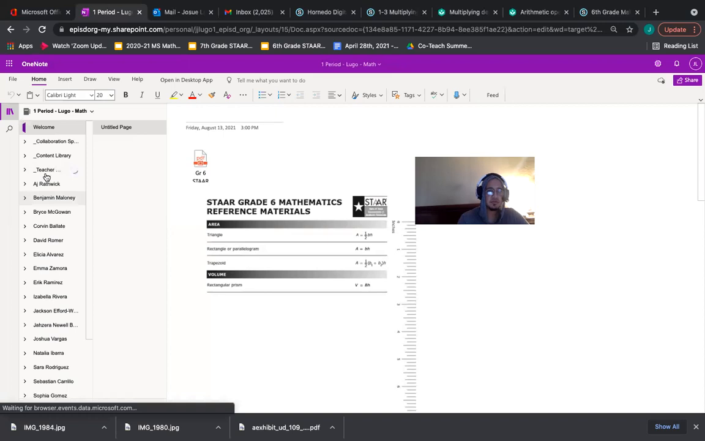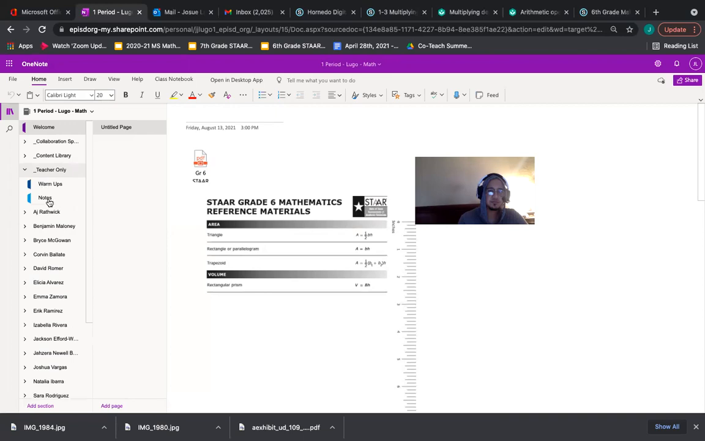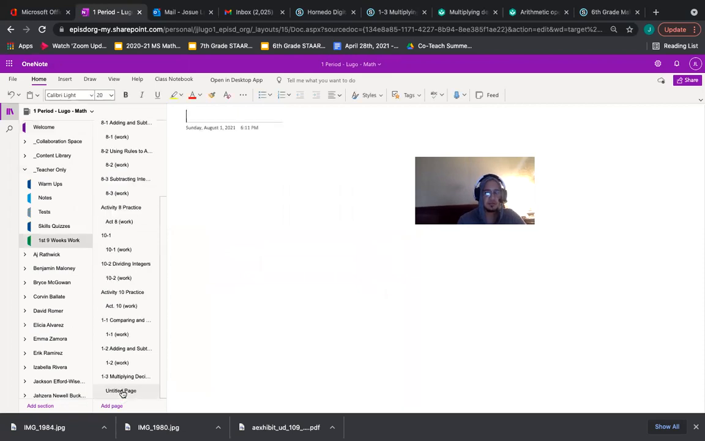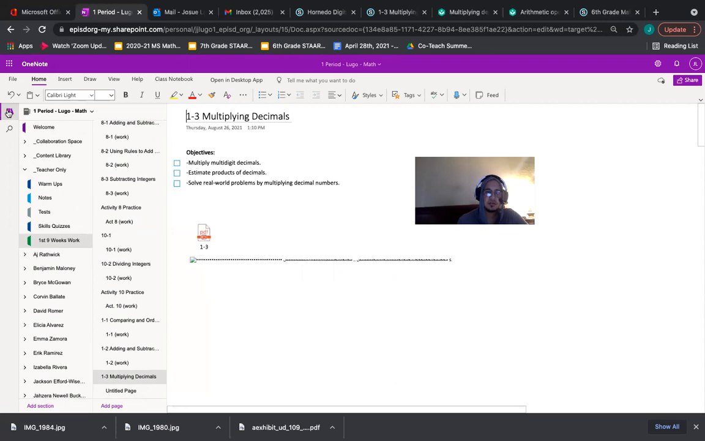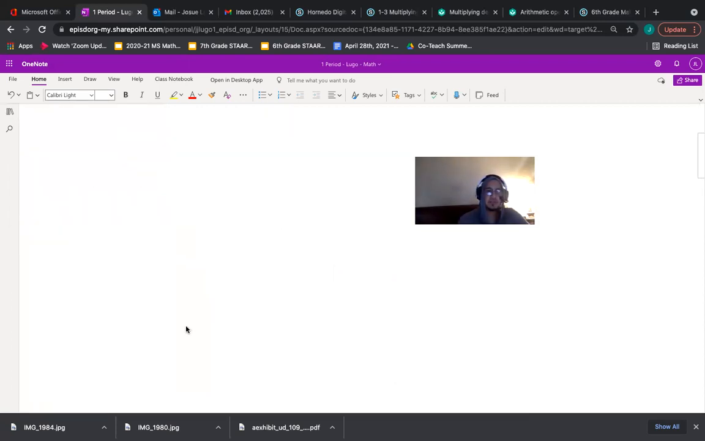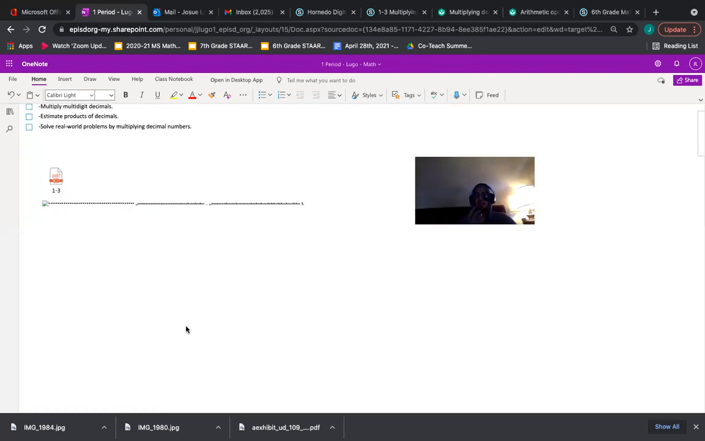We go to first 9 weeks work. My computer's moving really slow right now. First 9 weeks work, scroll down to 1-3, multiplying decimals. There we go. But again, all we need to do is multiply.